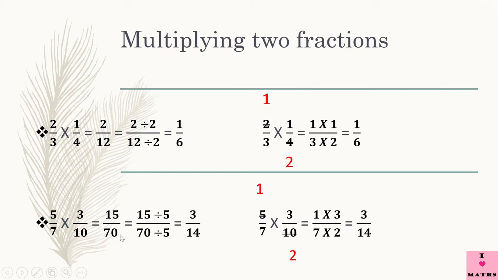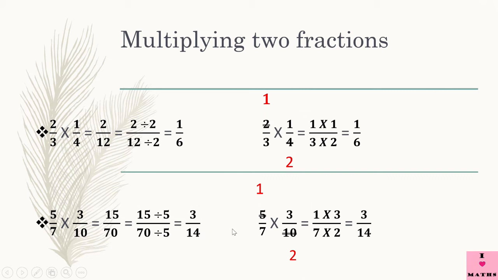7 tens are 70. So the answer is 15 upon 70. But children, again, this is not in the simplest form or the lowest form. And we can easily make out that 15 and 70, both of them come in the table of 5. So we will divide the numerator and denominator by 5. 15 divided by 5 is 3 and 70 divided by 5 is 14. So the answer is 3 upon 14, and 3 upon 14 is in the lowest form or in the simplest form.